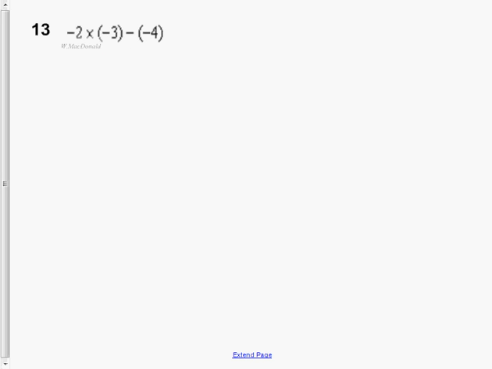Now the next question, I have two operations again. I have multiplication and I have subtraction. I'm going to do my multiplication first. Negative 2 times negative 3. 2 times 3 is 6. Same signs. Because I'm multiplying, the same sign rule means I have a positive product. Take away negative 4. Keep the first integer. Change subtraction to the opposite, which is addition, and change the second integer to its opposite. So 6 plus 4 will get me the same answer. I'll have 10.